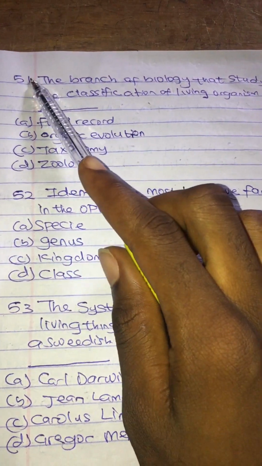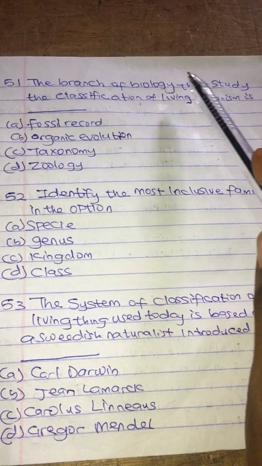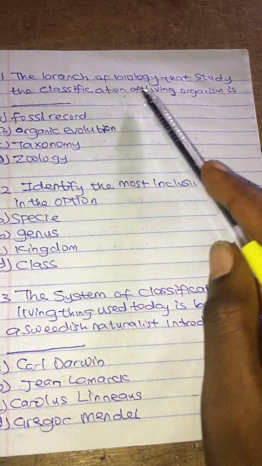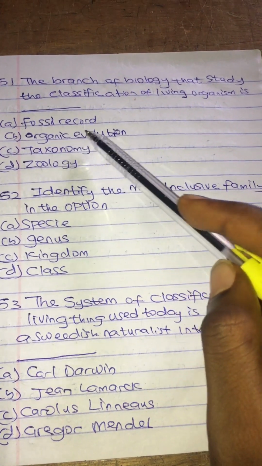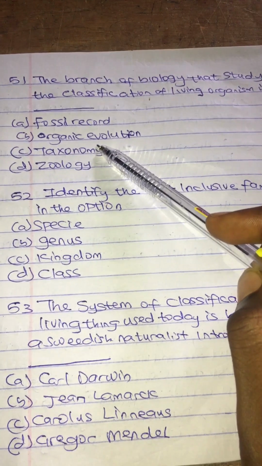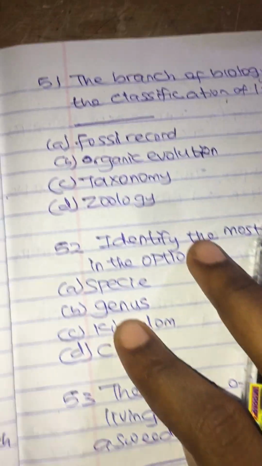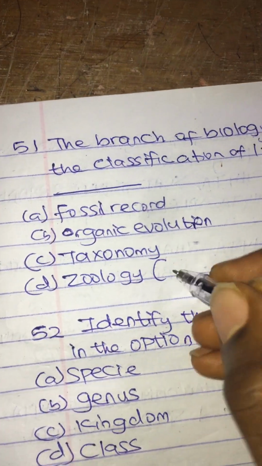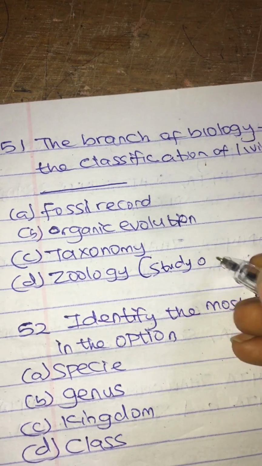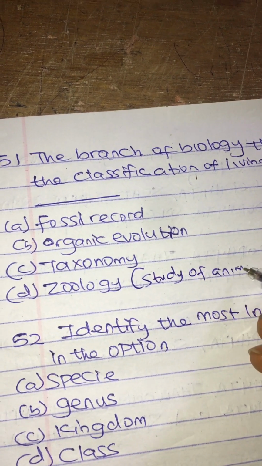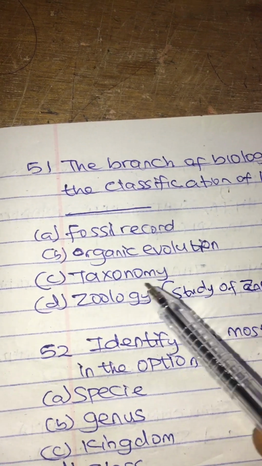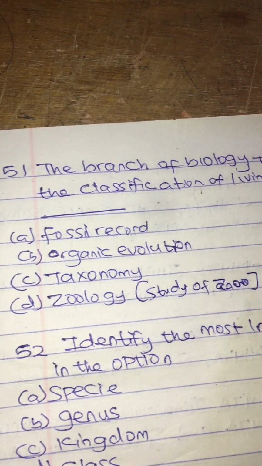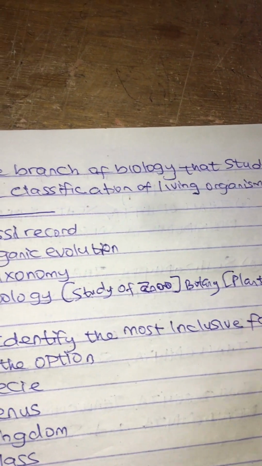So now for question 51, the branch of biology that study the classification of living organisms is dash: A. Fossil record, B. Organic evolution, C. Taxonomy, D. Zoology. Let's start from zoology. What is zoology? Zoology is the study of animal, the study of zoo, from the word zoology. Why we know that botany is the study of plants.